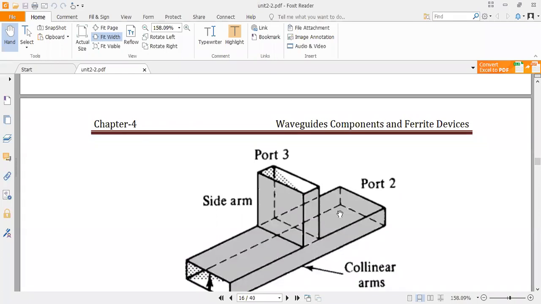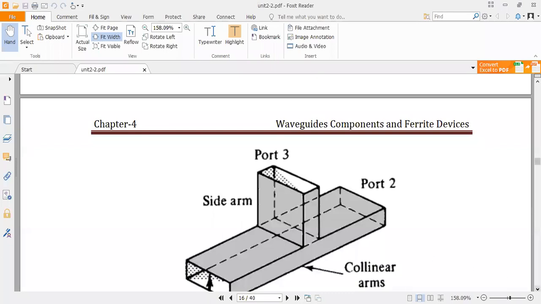It has the main arm, collinear arm, port 1 and port 2 as the collinear arm. One more arm is attached to this in series, so it is also called the voltage arm, series junction, or voltage junction. There are other names for E-plane T. This is what we have done. What is the S matrix of this? We have done the analysis.